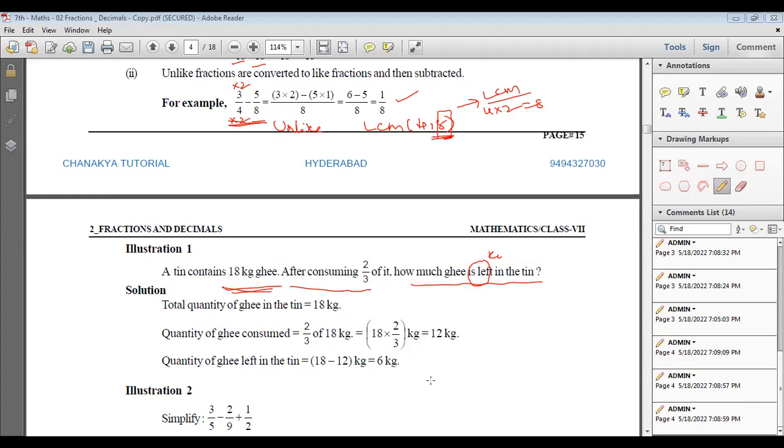Very good. Subtraction. Ashwath Reddy, Zain, both are correct. Ma'am, I mean subtraction. 6 kgs left, ma'am. Yes, 6 kgs left. Very good.